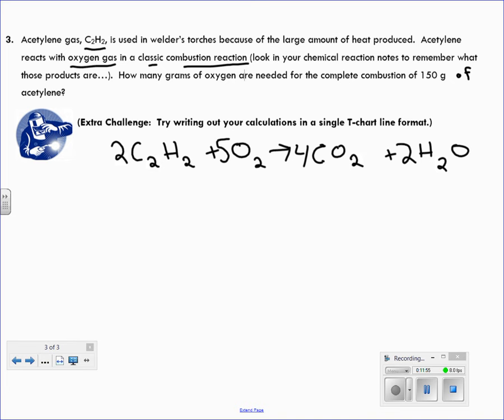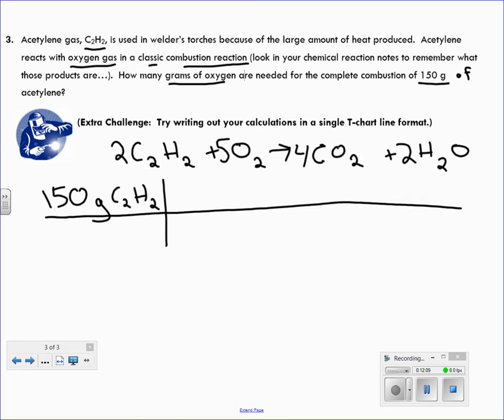Now I want to know how many grams of oxygen are needed when I start with 150 grams of acetylene gas. So 150 grams C2H2, and set up your long, nerdy T-chart. Okay, so first thing is I need the molar mass, 12.01. I have 2 of those and then 2 hydrogens. And I get a molar mass of 26.036 grams, and that's 1 mole of C2H2.